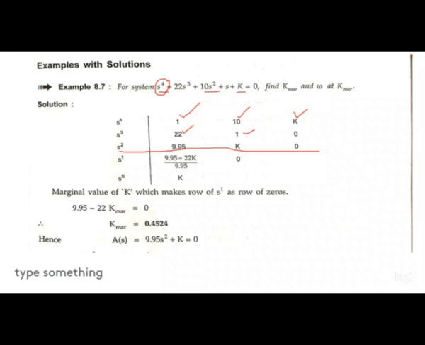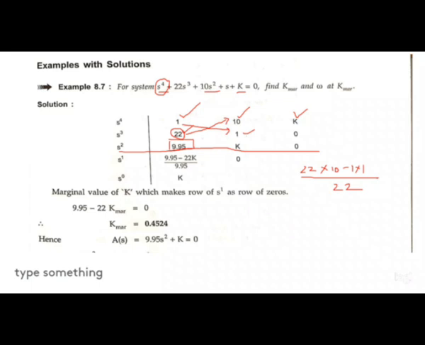You already know how to apply RH criteria: this value has to be multiplied by this, and this has to be multiplied by this, and divided by this. Based on that you will get the value 9.95. If you substitute, that is 22 into 10 minus 1 into 1, whole divided by 22, you are going to get 9.95.